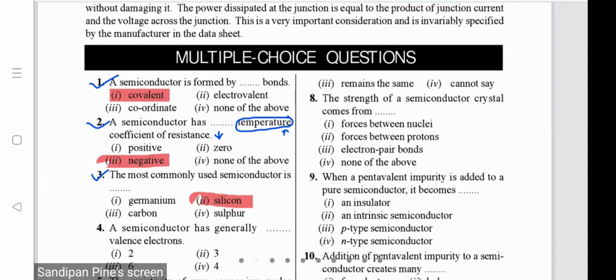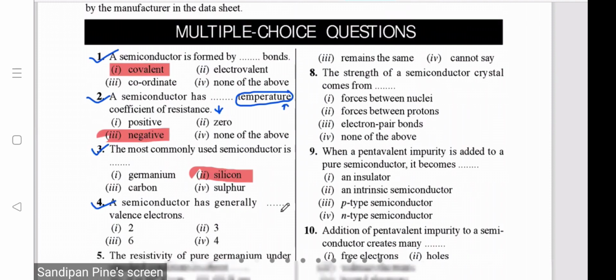Silicon diode cost is 20 paise, whereas germanium diode cost is 10 rupees. So it is due to the availability of silicon only. As silicon is plentifully available, that's why its production cost is very less. That's why the most commonly used semiconductor is silicon. So next, a semiconductor has how many valence electrons? We know it is 4.